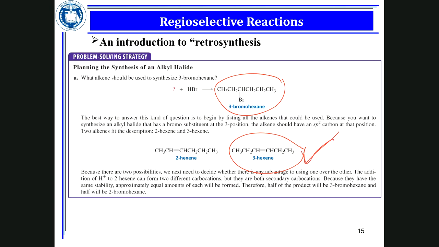Because if you use the 2-hexene compound as the reactant, you could get 2-bromo or you could get 3-bromo. Half of your product is going to be the desired product that you needed, but if you choose 3-hexene, you only get 1 product, and that is the 3-bromo. It doesn't matter which end takes the bromo, it is going to be 3, because whether you count from left to right or right to left, it is still 3-bromo.